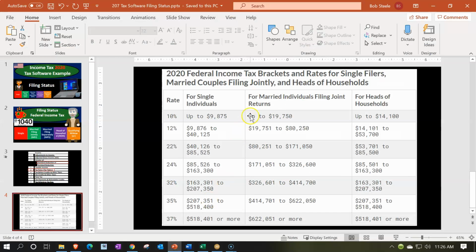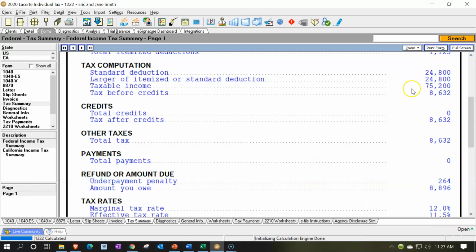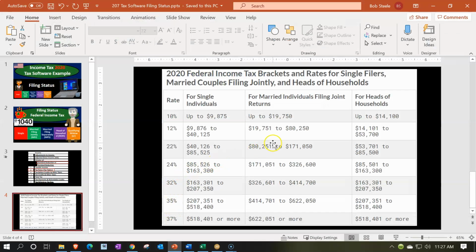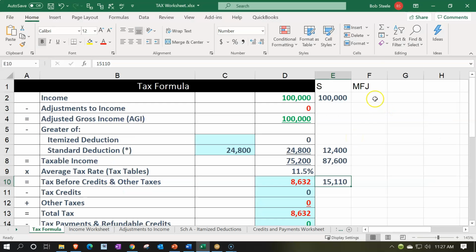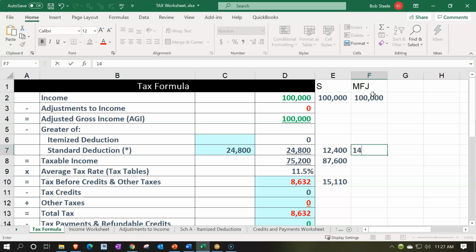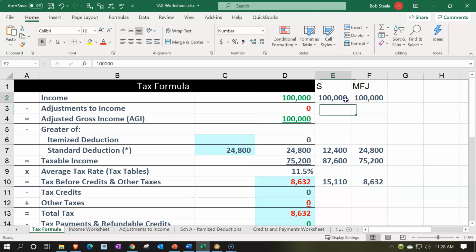If I look at the tax tables here, now we're in this column, and we're saying that we were at the taxable 75,200, so 75,200 lies here. So that's the 12%, right? We're in the 12%. So large difference in the tables, of course, and the standard deduction that will impact the tax return there. Let's go back to the Excel worksheet. I'll just log this in. 100,000. This is now at the 24,800, and then this was at the 75,200, and this is going to be the 8,632. So there's the difference with the same 100,000.